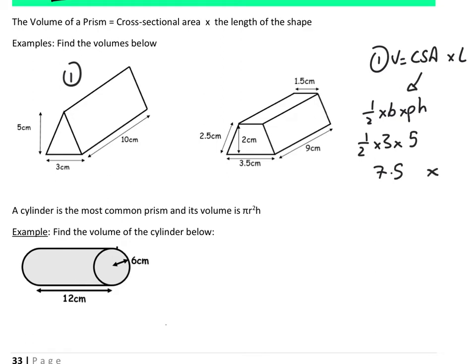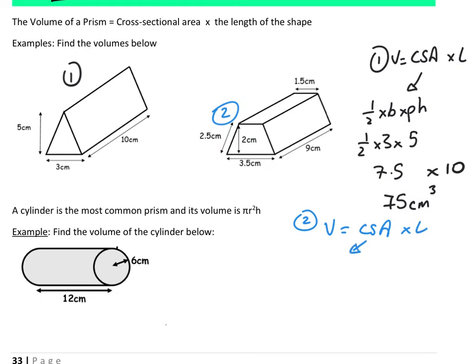Then we need to multiply it by its length, and we can see that the prism is 10 centimeters long, so we'd multiply the cross-sectional area by 10, and that gives us 75, and it's cubic centimeters because it's volume. Now, if we're looking at shape 2, it's a trapezium. So again, volume is cross-sectional area times length.